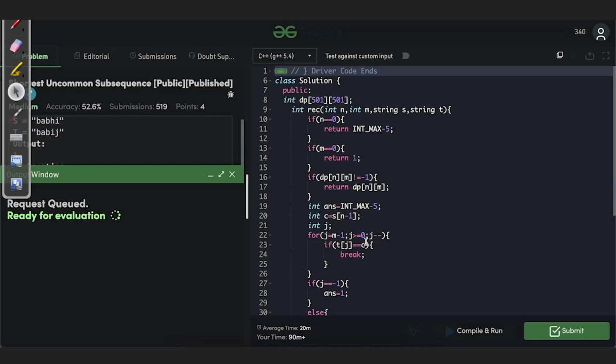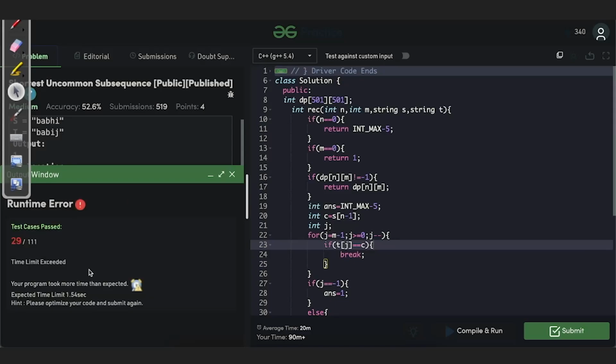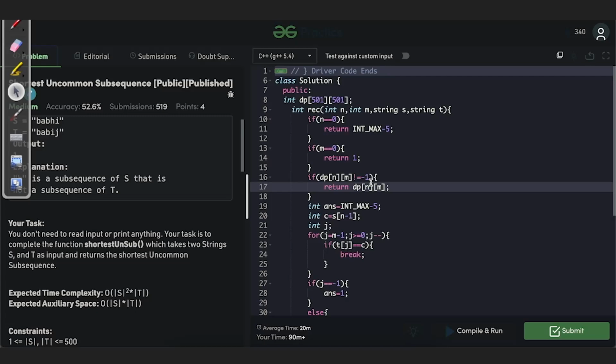Let us compile and run. Okay, now let us submit this and see if we can get an AC or not. But we failed at test case 29. So I found this as a mistake. So what can be the probable issue of this?